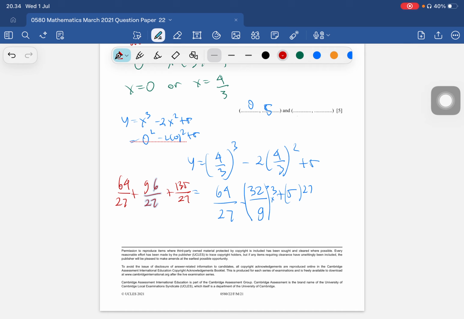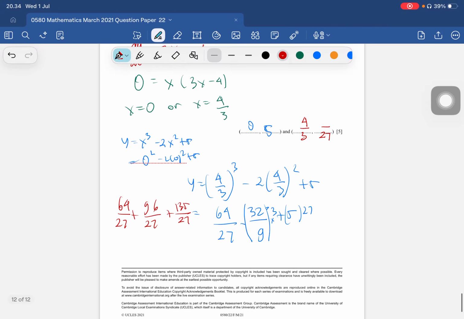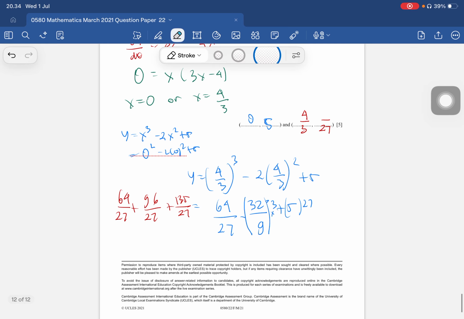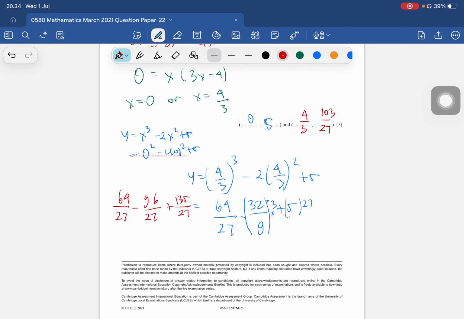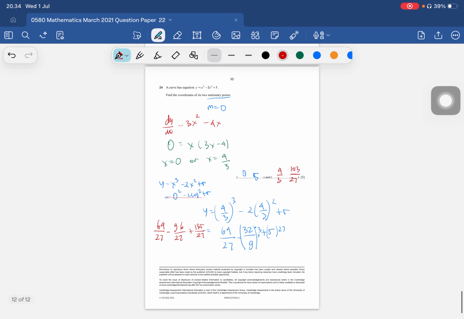The denominators are equal, so let's write it over 27, where 3 times 3 times 3 is 27. This is not plus, here is minus. So we can make it 64 minus 96 plus 135. So we get 103 over 27. There it is. Thank you.